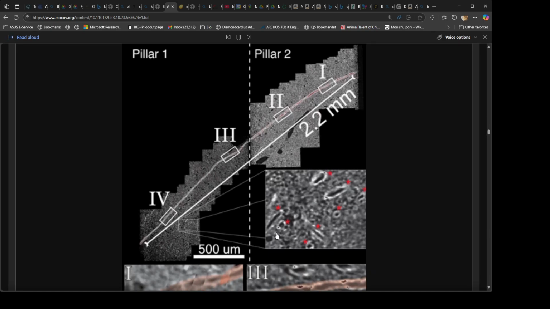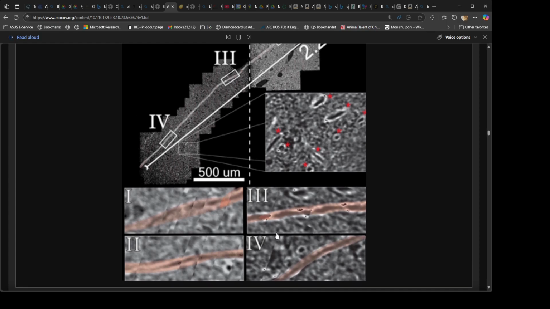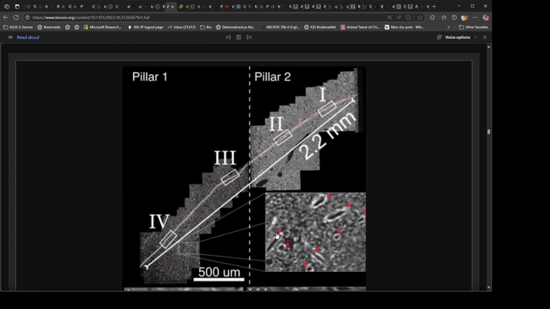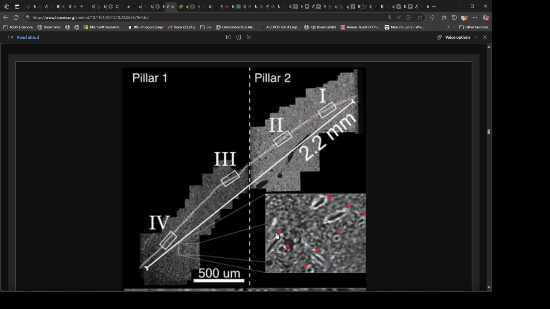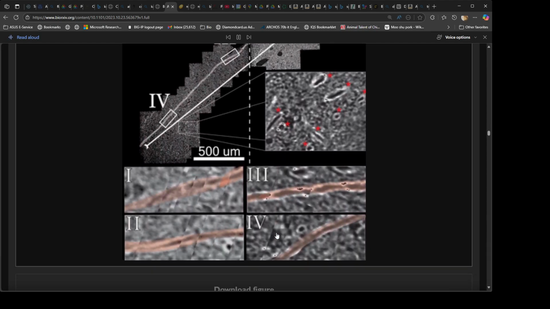Supplementary Figure 3. Montage of an individual MA traversing XCT pillars 1 and 2. Individual images that follow a MA, outlined in red, across the two pillars were stitched together to show the 2.2 millimeter path and ability to be traced entirely. Inset, zoom in showing a cluster of additional MAs, red asterisks. Roman numerals 1 to 4 correspond to zoomed in areas depicted below.